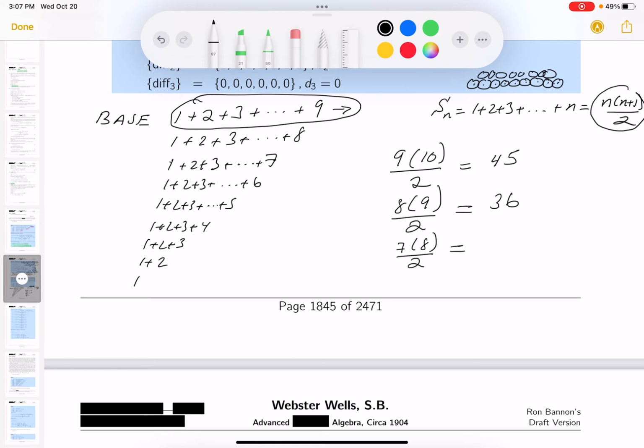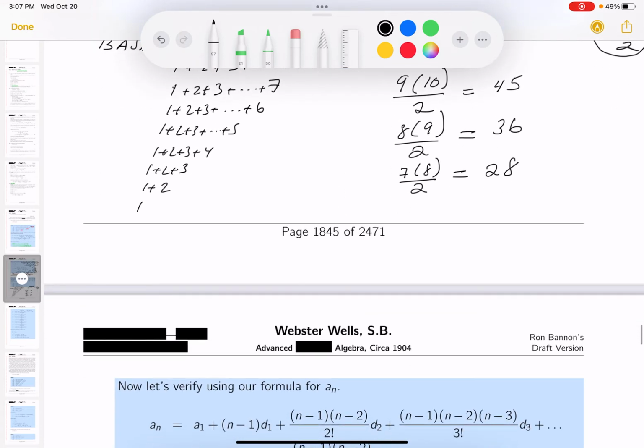What do you get there? 28, right? Again, really reasonable numbers here. And the next one's going to be 7. I'm sorry, not 7. It's going to be 6 times 7 over 2, which is 21.